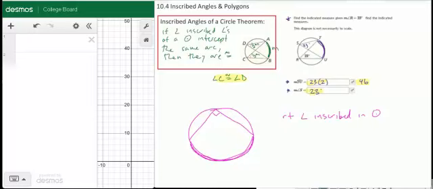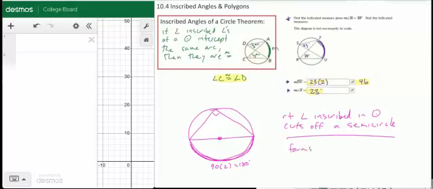The intercepted arc is double the inscribed angle, so double 90 gives you 180 degrees. And so what is 180 degrees classified as arc? Semicircle. So what that means is that if you have a right angle that's inscribed in a circle, it's going to cut off a semicircle. And so that's going to allow you to see that this forms a right triangle with the diameter as its hypotenuse.